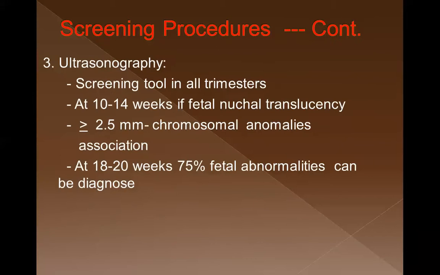Number 3 among the screening procedures is ultrasound, a screening tool in all trimesters. At 10 to 14 weeks, if fetal nuchal translucency is more than or equal to 2.5 millimeters, there is an association with chromosomal anomaly. At 18 to 20 weeks, 75% of fetal abnormality can be diagnosed.